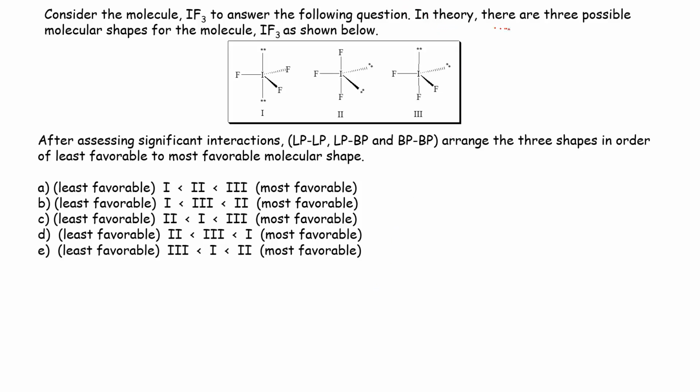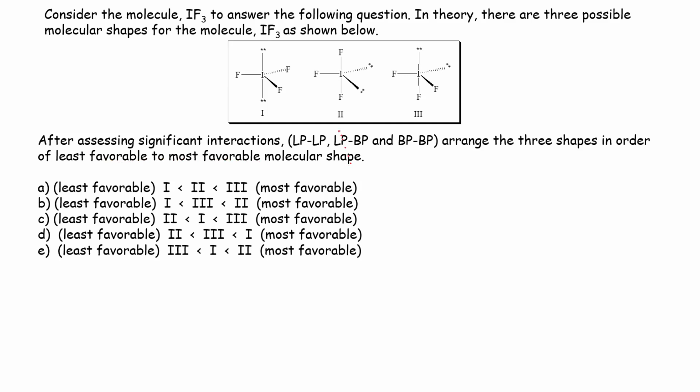In theory, there are 3 possible molecular shapes for the molecule IF3. So those 3 listed here. After assessing significant interactions, lone pair interaction, lone pair bonding pair interaction, and bonding pair interaction, the interactions here actually mean electron repulsion. So arrange the 3 shapes in order of least favorable to most favorable molecular shape.